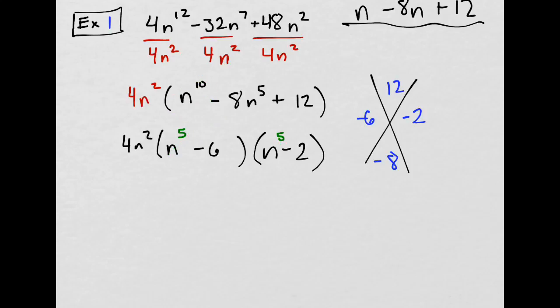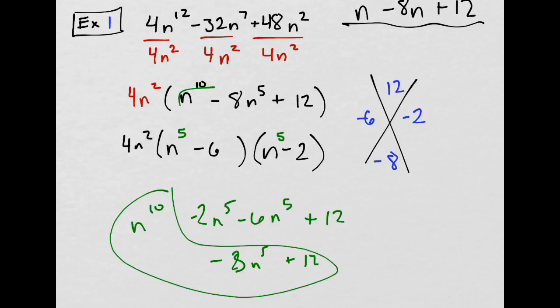N to the 5th times n to the 5th is n to the 10th. Sweet. And I'm checking it right now. N to the 5th times negative 2 would be negative 2n to the 5th. Great. Negative 6 times that would be negative 6n to the 5th. Great. This times that would be positive 12. And then I could combine like terms. Remember, I already had an n to the 10th there. N to the 5th, that's what I wanted, plus 12, right? That's exactly what I wanted.